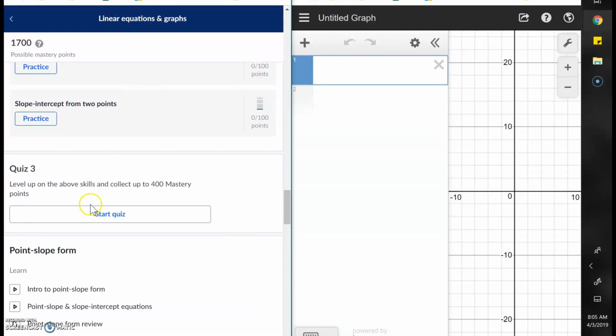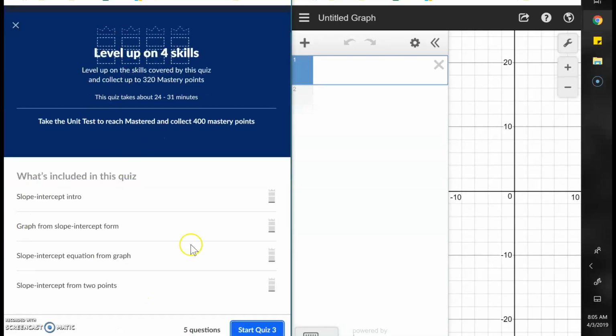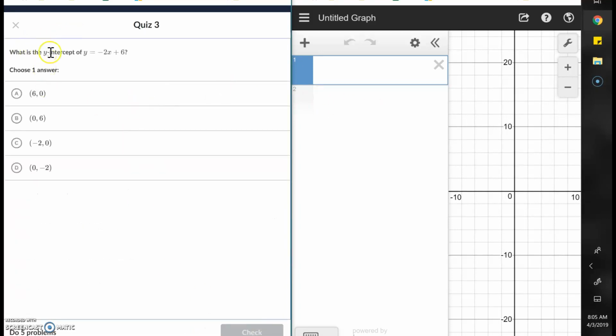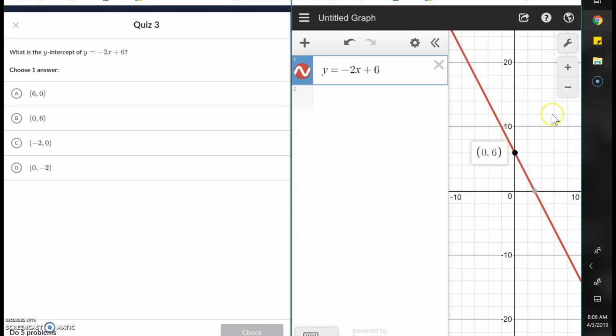Alright, we got linear equations and graphs, quiz 3. Trying to level up on these 4 skills. Let's rock and roll. What is the y-intercept of? Gives us the equation. Let's go ahead and punch it in. The y is the vertical axis, so boom, right here. If I was zoomed out, I'd hit the home button, get a close zoom, 0.6, done.